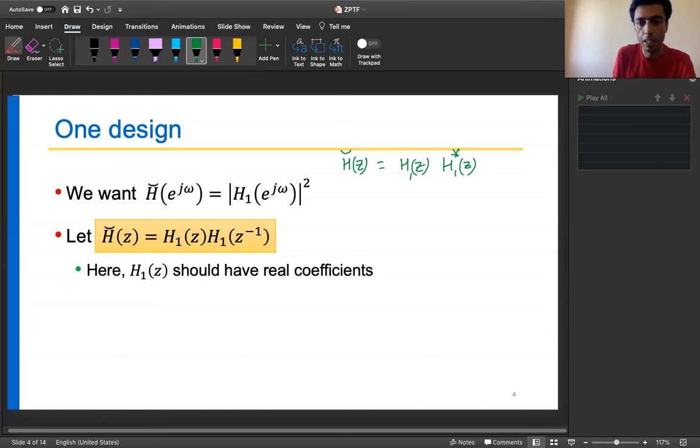Now, if H1(Z) has all real coefficients, let us say it's a rational function, then what will happen? Just your e to the power j omega becomes e to the power minus j omega, and everything else is anyways real, so it doesn't matter. So this is equal to H1(Z). I should have written e to the power j omega. Let me do that.